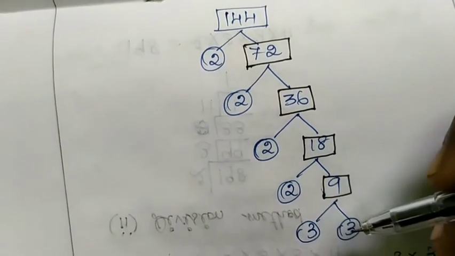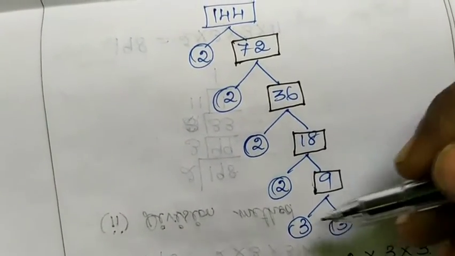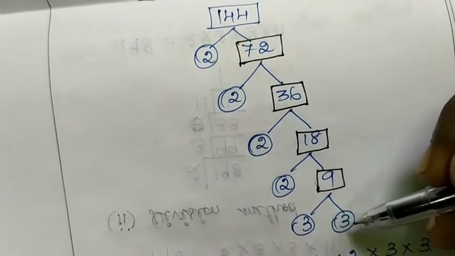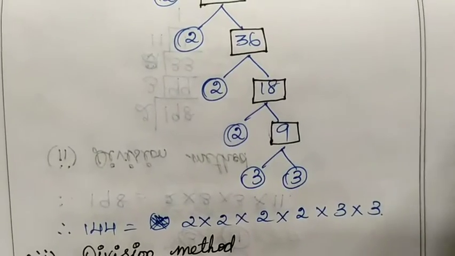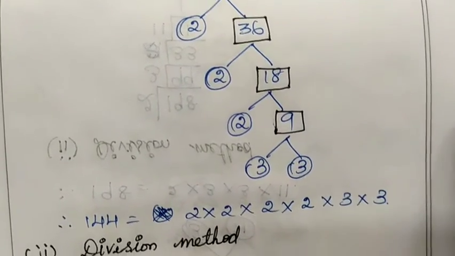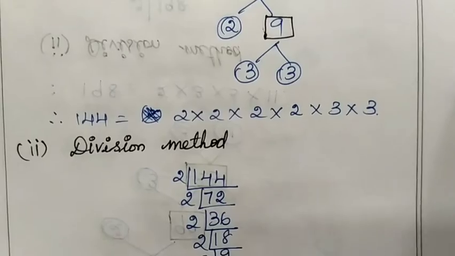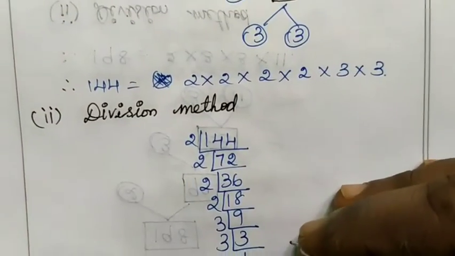So next, 9 comes in the 3 table, 3 threes are 9. Okay, we stop it here. So these are the factors for the number 144. Okay, so again we take the number for the division method the same way. So see and refer.